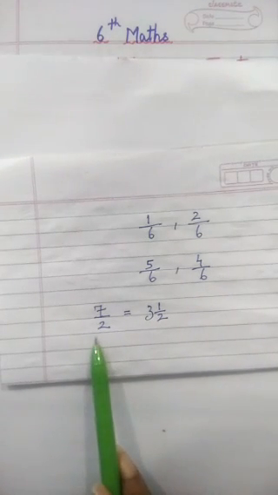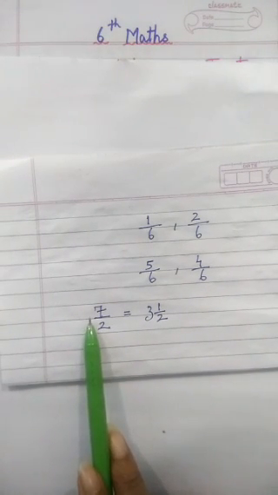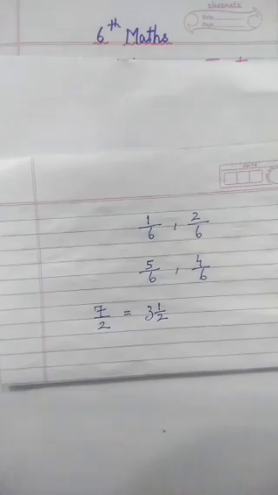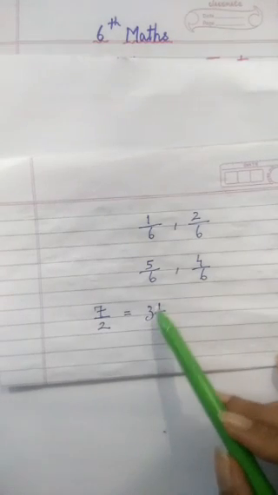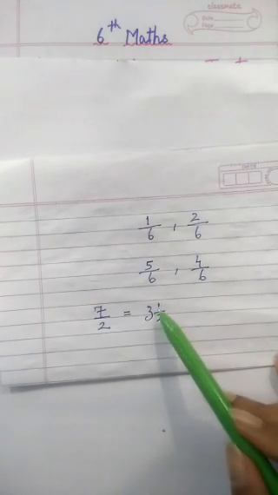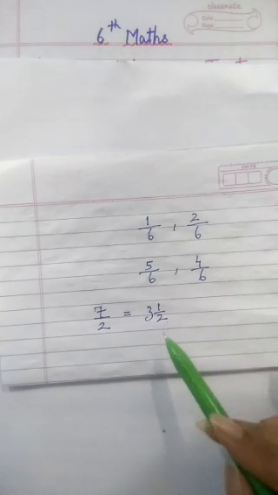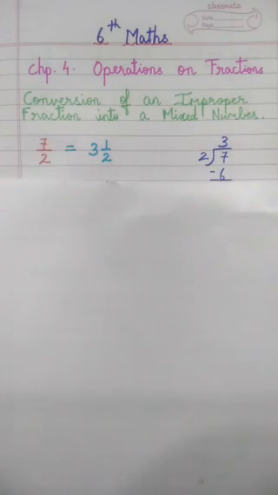7 upon 2, you can see the numerator is greater. Such types of fractions are called improper fractions, and we convert them into a mixed number. This type of writing is called a mixed number. So what are you going to learn today? Let's see. Conversion of an improper fraction into a mixed number.